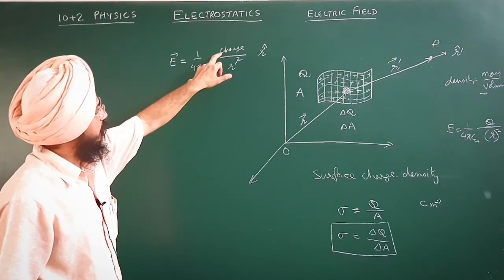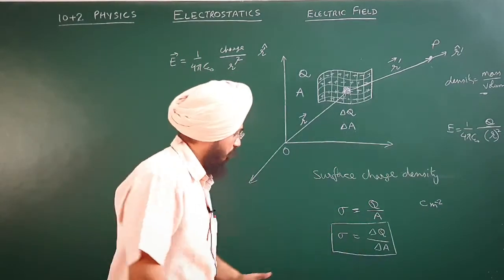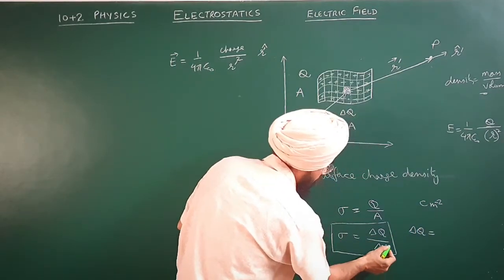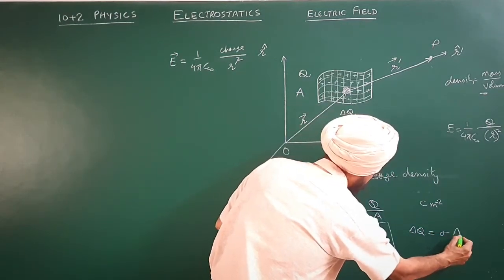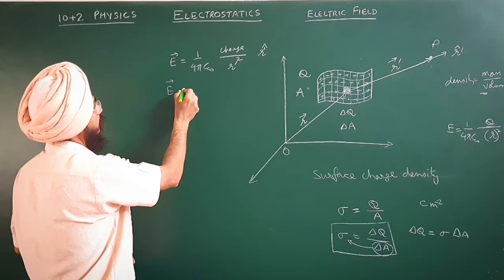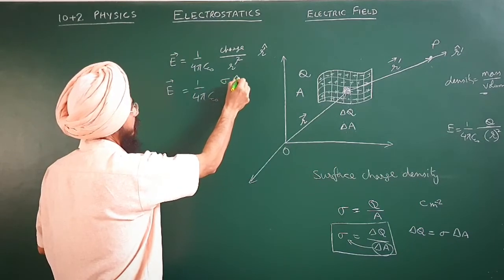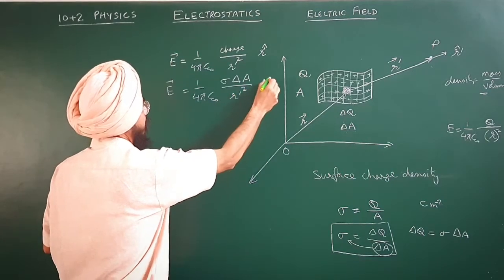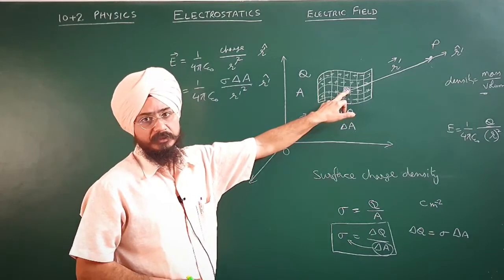Now what is the charge? The charge can be calculated from this formula: delta Q is sigma delta A. So the electric field can be written as 1 upon 4 pi epsilon naught, charge is sigma into delta A upon r dash square r dash cap. Now this is the electric field of this small area element.